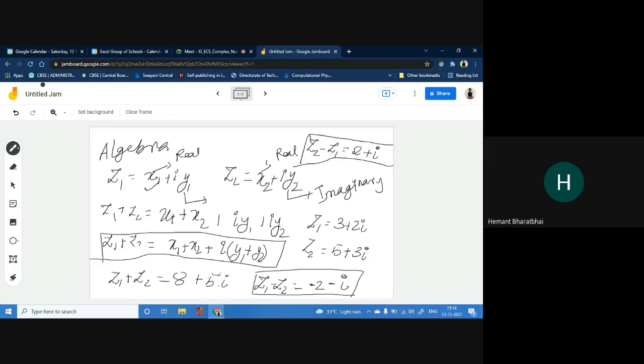It's very simple addition. You add the real part with the real part, and you add the imaginary part with the imaginary part. Please take the screenshot of this, students. Please take the screenshot of this.